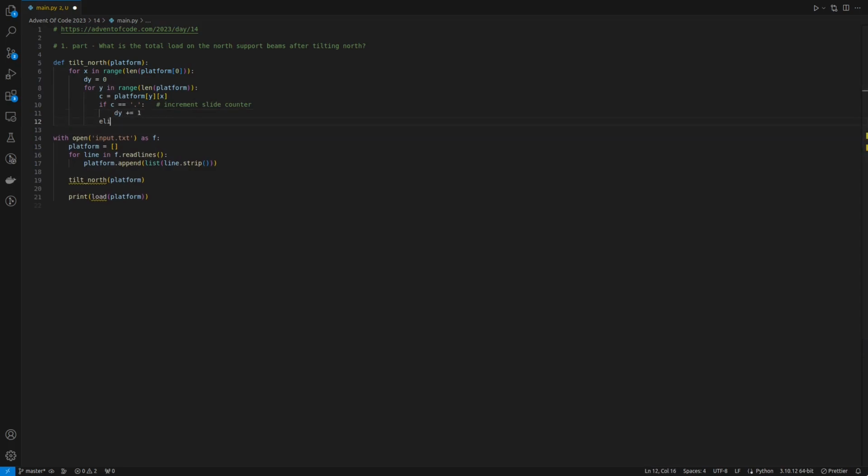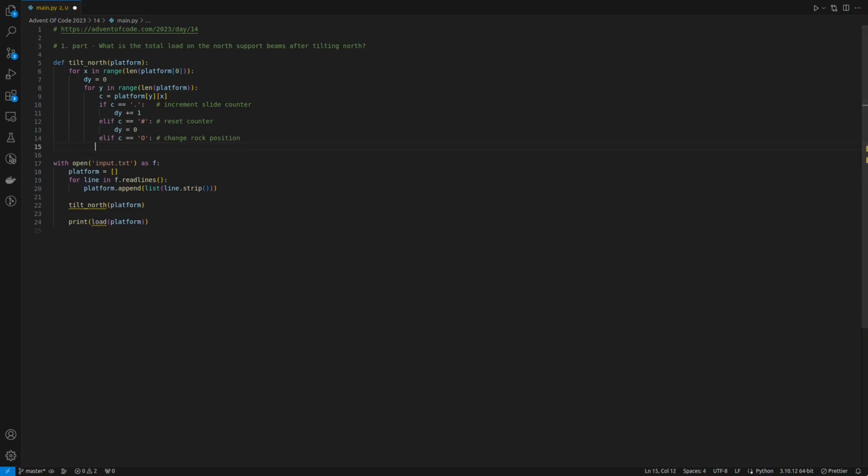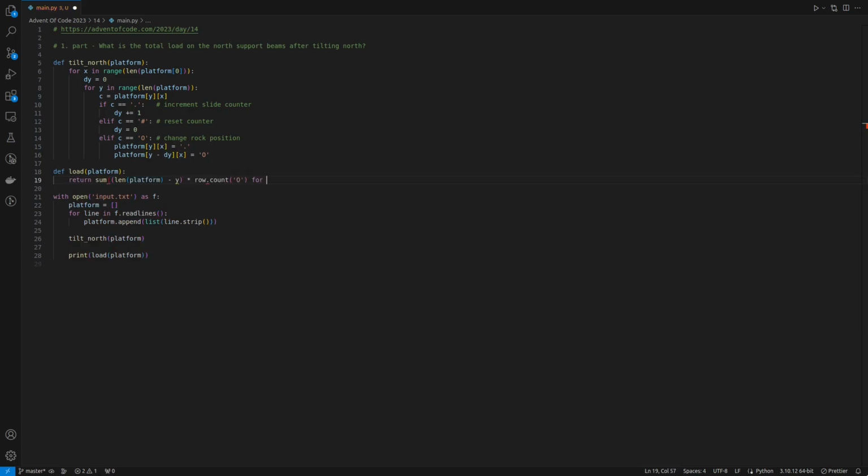If I'm at the cube-shaped rock, I reset the counter, because it blocks other rocks from sliding. Finally, if I'm at the rounded rock, I slide the rock by dy. Then I just simply calculate and print the load of rounded rocks.